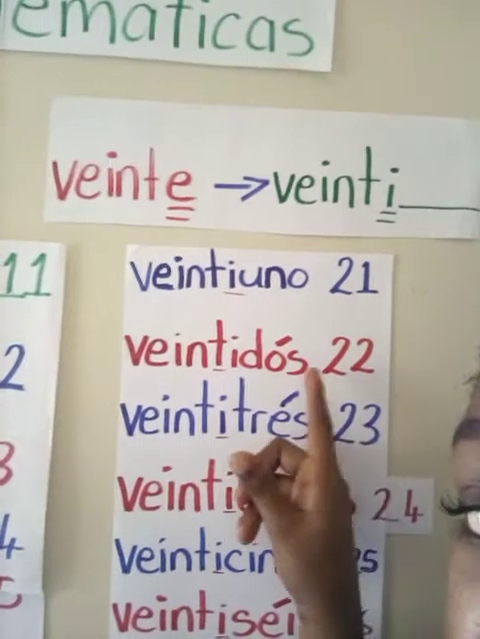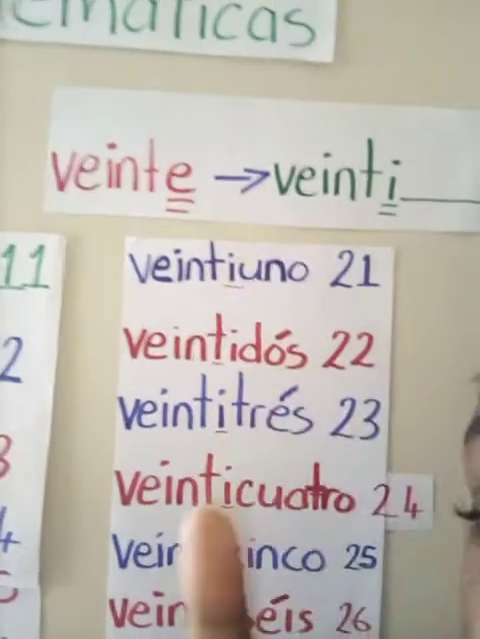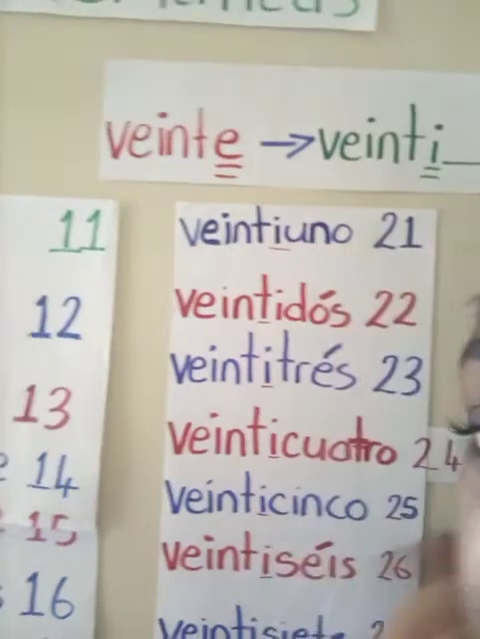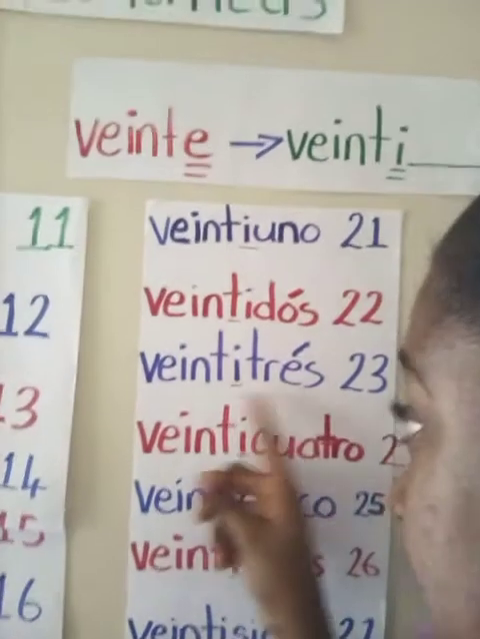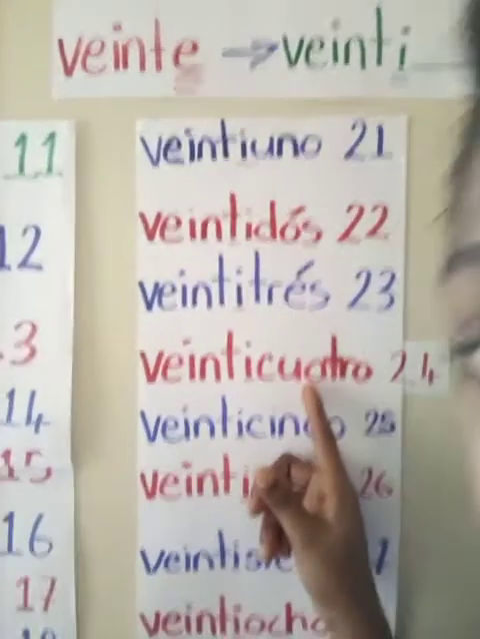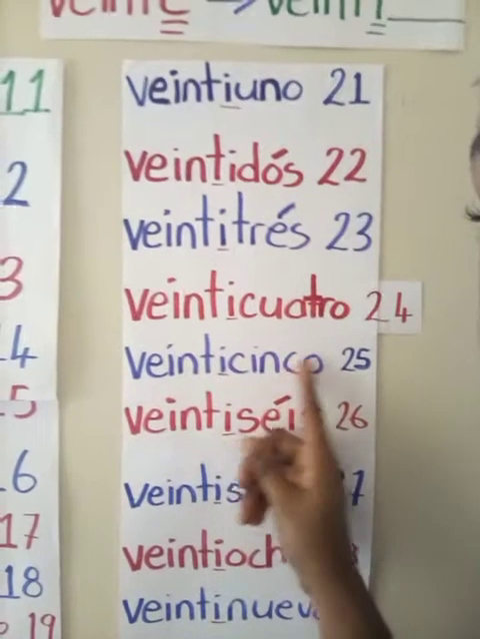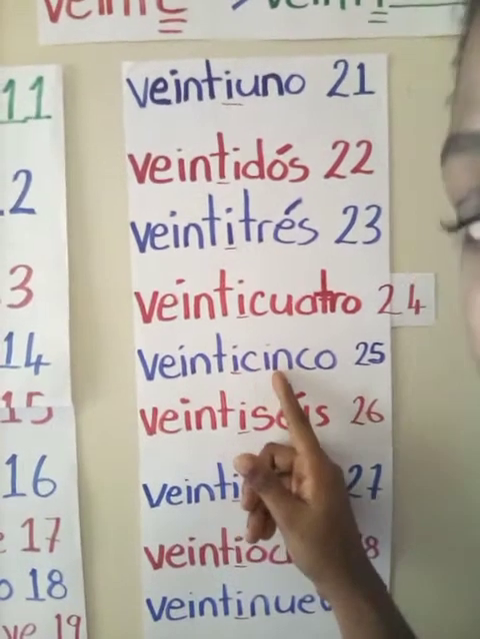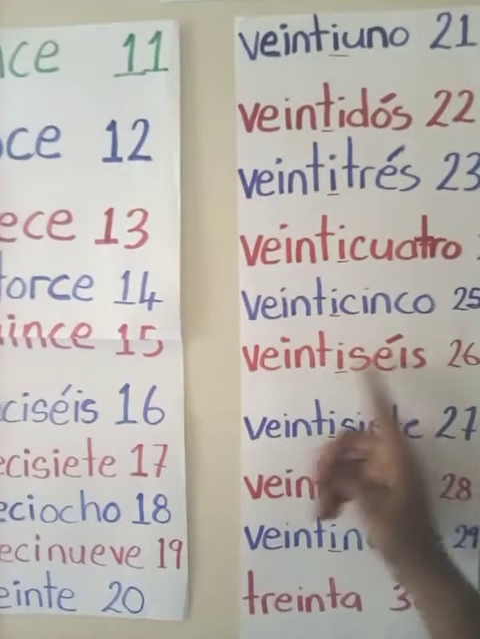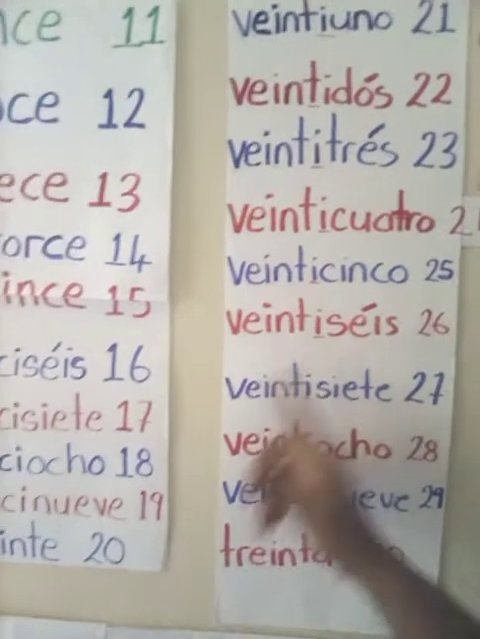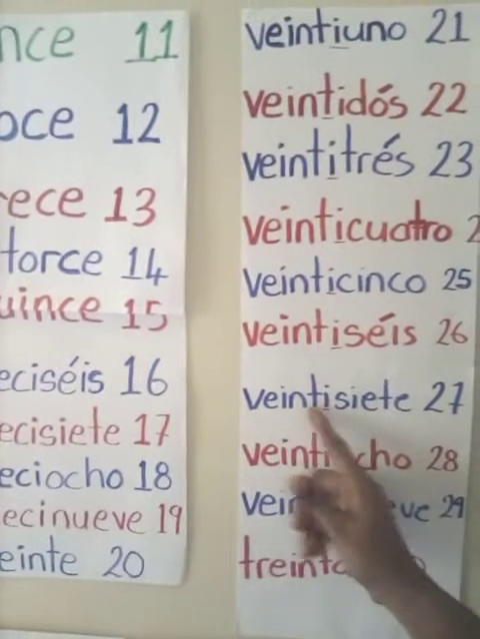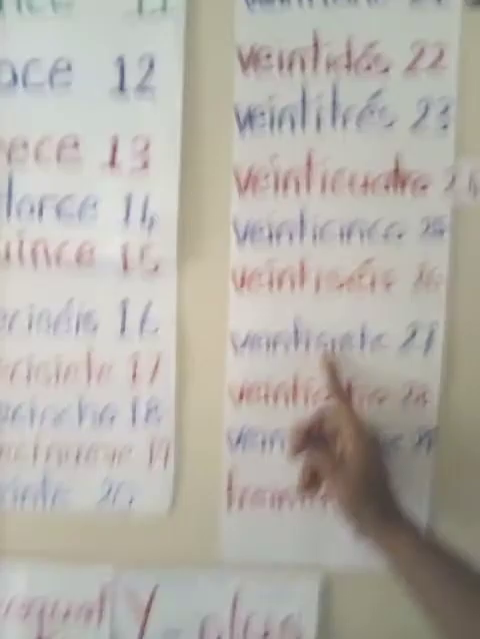22 is going to be veinti followed by the number 2 in Spanish, which is dos. 23 is veinti followed by the Spanish word for 3, which is tres, so that is veintitrés. 24 is going to be veinti followed by the Spanish word for 4, which is cuatro. 25 is veinti followed by the Spanish word for 5, cinco, so it's veinticinco. 26 is veinti followed by seis, which is veintiséis. 27 is the Spanish word for 20, but with the change to the I, veinti followed by the Spanish word for 7, which is veintisiete.